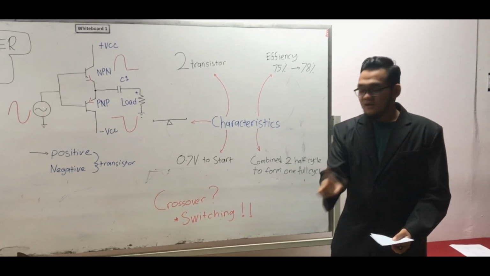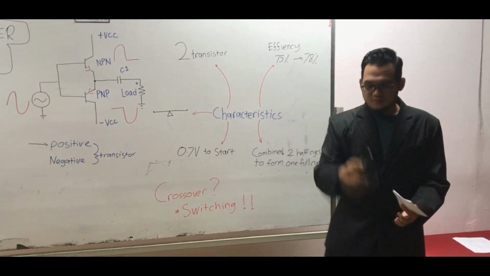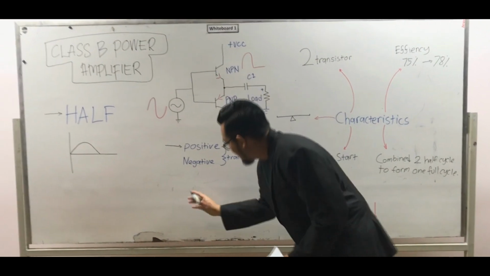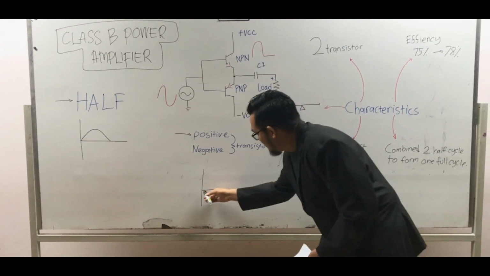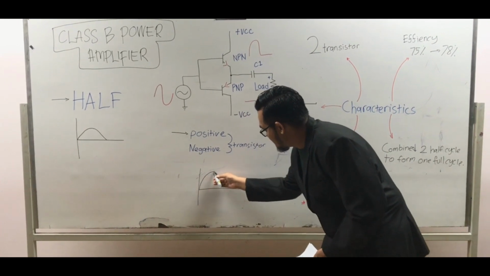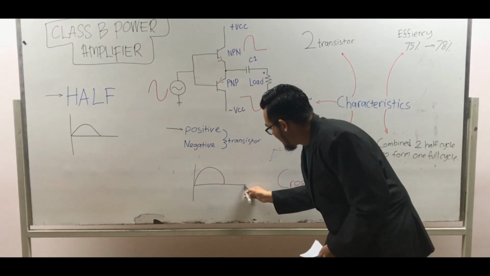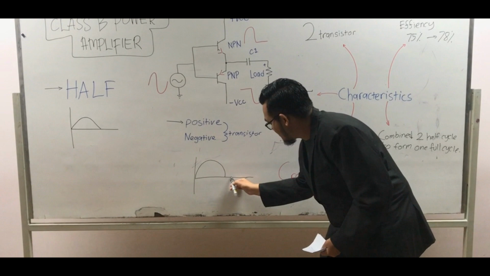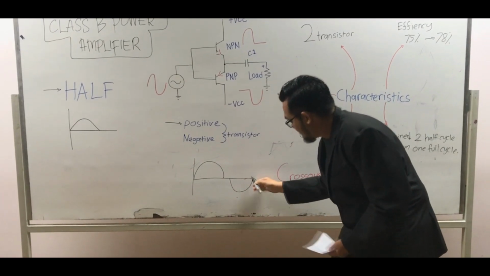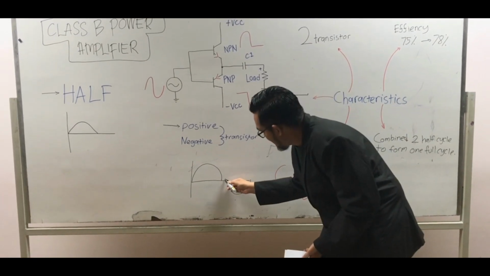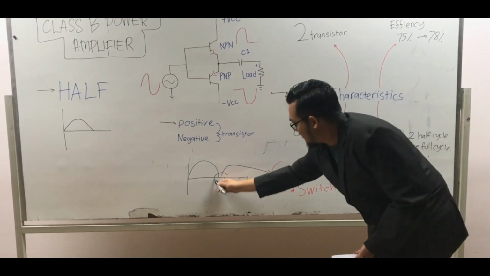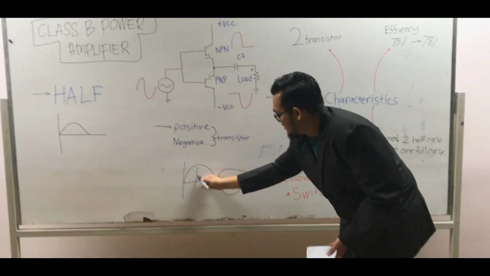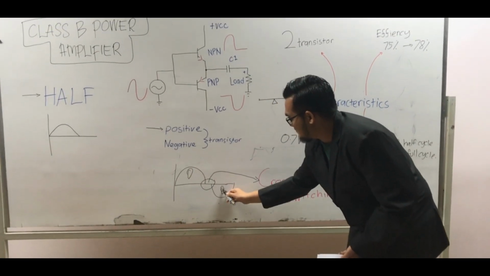How is the graph of the crossover? Let's do this. The graph will happen when the input, and it will cause a crossover here, which means this is the crossover. The gap between this and this.